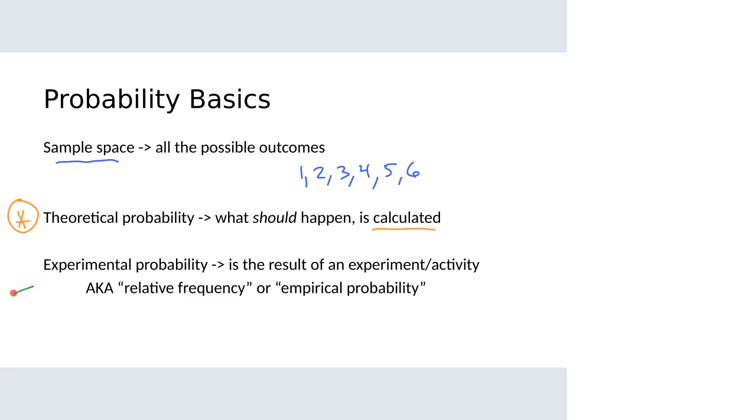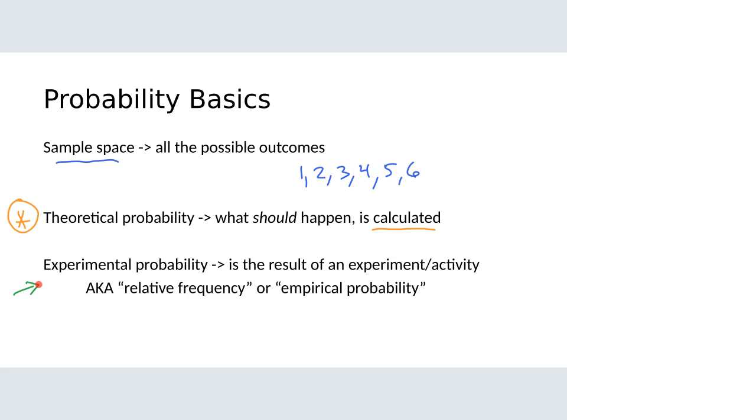Now, I just mentioned theoretical or experimental. What is that? Experimental probability is what we get after the result of some sort of experiment or activity. An example of this one that I like is, what if we were to flip a thumbtack, and what's the probability it lands pointing straight up? Now, I have no idea how I would even go about calculating that probability, because I can't even guess what the probability is that it would land pointing straight up.